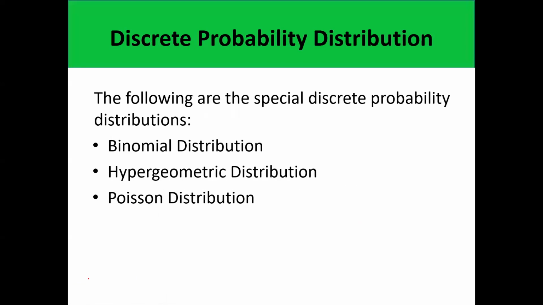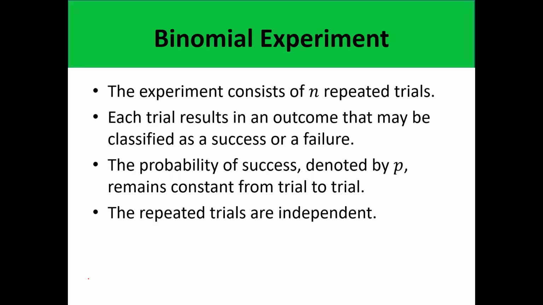So for this chapter, we focus on the special types of discrete probability distributions. We shall discuss the binomial distribution, the hypergeometric distribution, and the Poisson distribution. For this video, we will discuss the binomial distribution. A binomial random variable is defined from a binomial experiment, and this binomial random variable is associated to a binomial distribution.